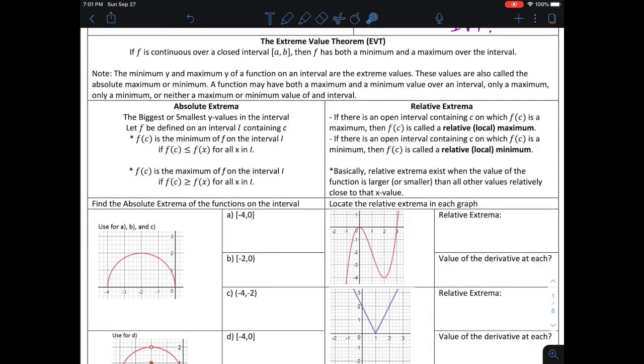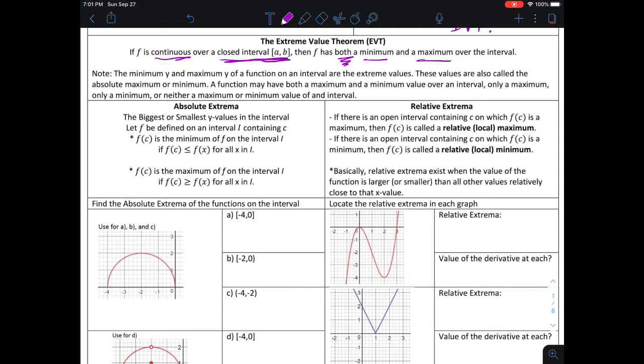The next existence theorem is the extreme value theorem, and I'm going to abbreviate that as EVT. The extreme value theorem is kind of a continuation of the intermediate value theorem, where it says if we have a function continuous on a closed interval, note, it has to be a closed interval, and it has to be continuous, then the extreme value theorem guarantees that f will have both a minimum and a maximum over the interval.